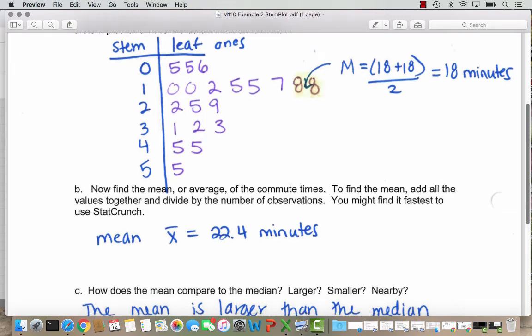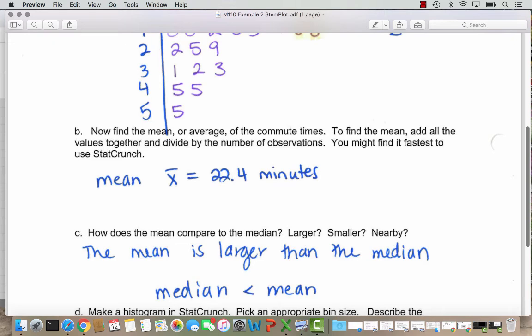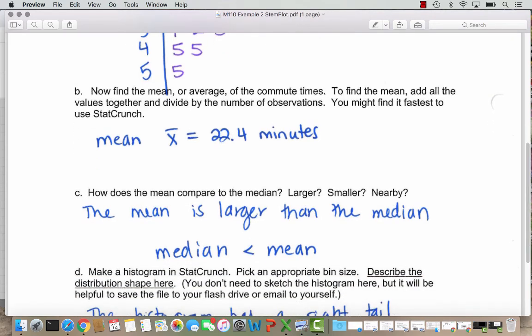So when we compare, we can say the mean is larger than the median, which is another way of putting the mean on the higher side of the inequality. You could similarly say the median is smaller than the mean. So you could say the mean is larger, or you could say the median is smaller. Either way, it's the same explanation.